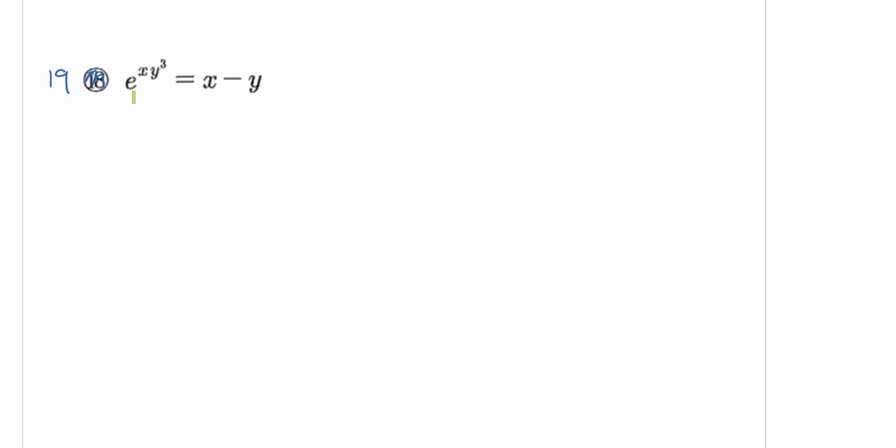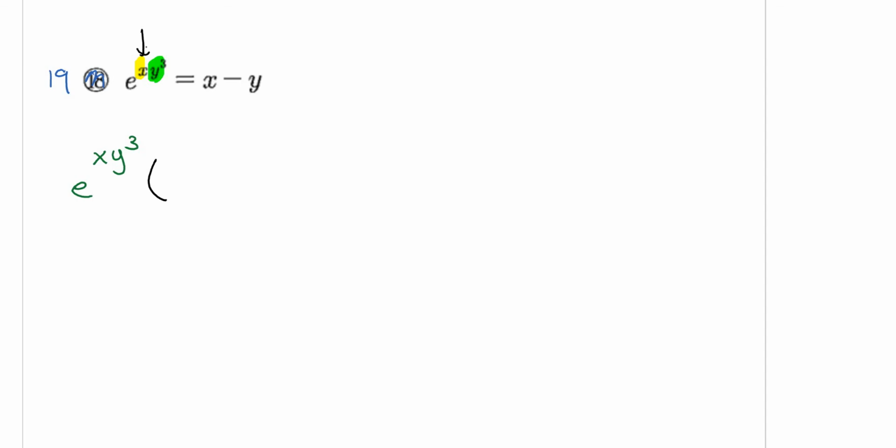So I need to take the derivative of the left-hand side and the derivative of the right-hand side. Now I have e to the power of something, so in order to find the derivative of that, I can start off by writing out the original problem, e to the power of xy cubed. And then the derivative rule states that I need to take the derivative of the power. So that is a product rule, so bracket.